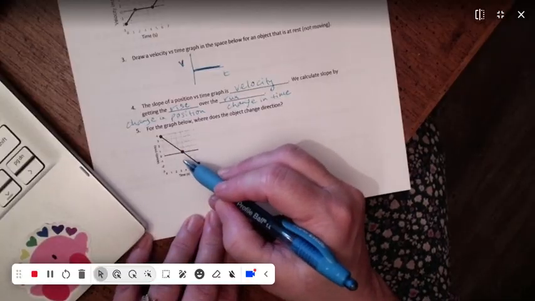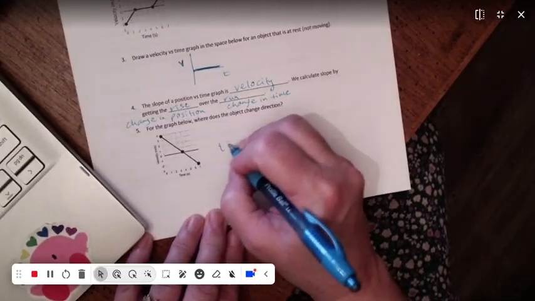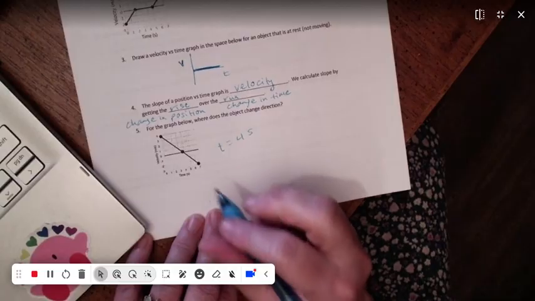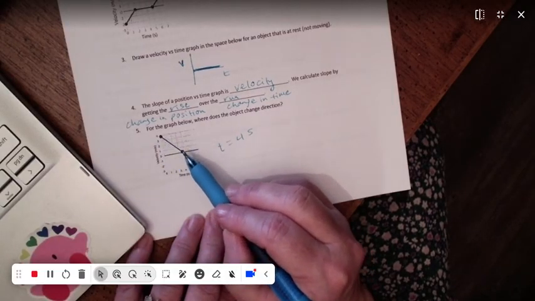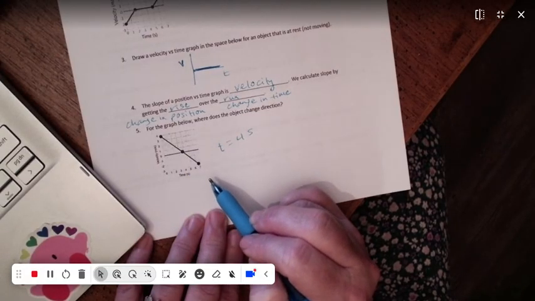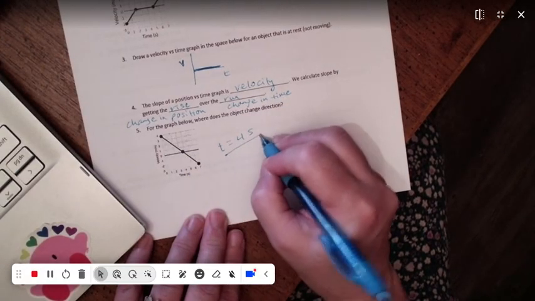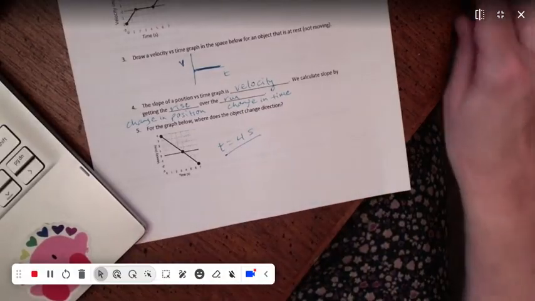So in the case of this graph, at 4 seconds, that's where I cross over the x-axis. This is where I'm traveling in a positive direction, and then I change directions here and move into a negative direction. So wherever you cross the x-axis, that means you have a change in direction.